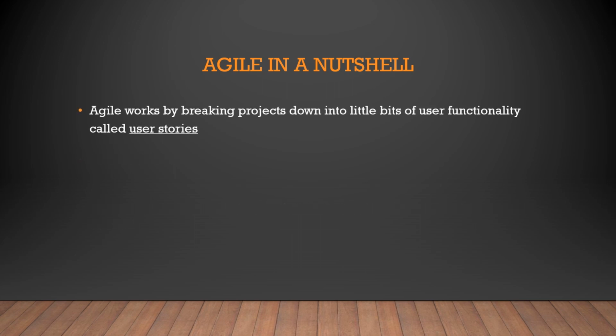Some more things to consider is that Agile works by breaking projects down into little bits of user functionality called user stories. Now, user stories is something very important that you should know. User stories is basically, if we speak in traditional language, just a set of requirements put forth by the users, which you think you can deliver in a certain time boxed manner in one iteration.